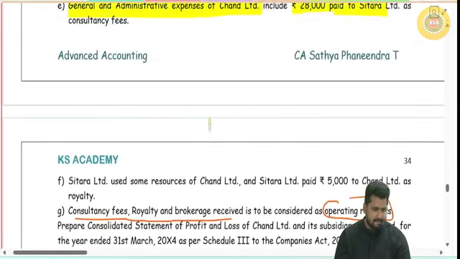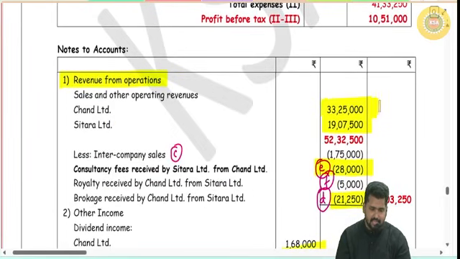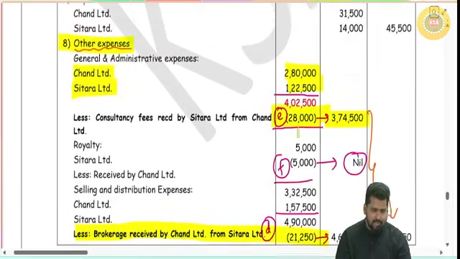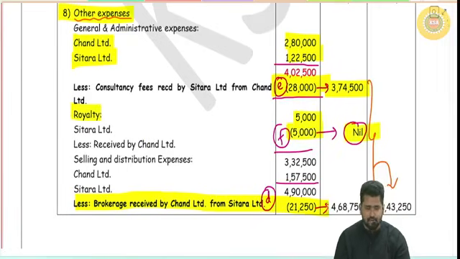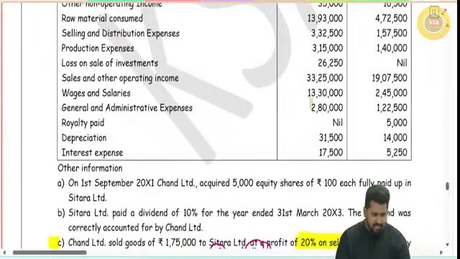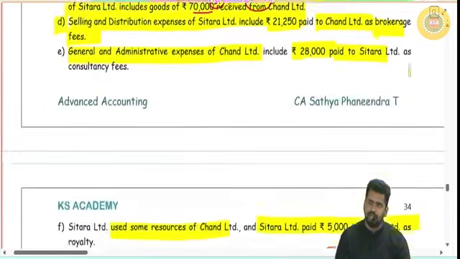Clear? Next. Okay, Sitara used some of the resources of Chand Limited, and Sitara has paid 5,000 to Chand. Okay, so it will be there in Chand Limited, correct? In Chand Limited income, we have to subtract 5,000. Similarly, in expenses also, these people would have paid something. Correct? So royalty paid, 5,000 is shown. That entire amount we are subtracting, and we are showing it as nil. Clear? So royalty, everything, first you add each and every line item. For example, selling and distribution is there. Correct? First you add that. Add and subtract the mutual line. Simple. Correct? You do like that, you will get it.